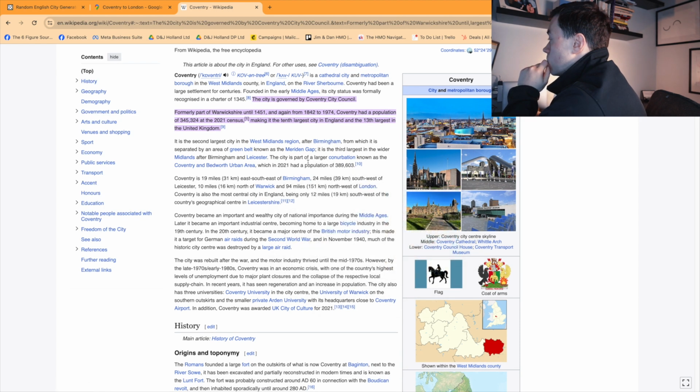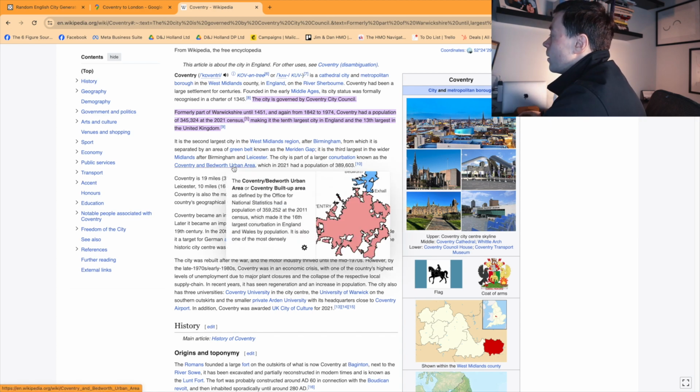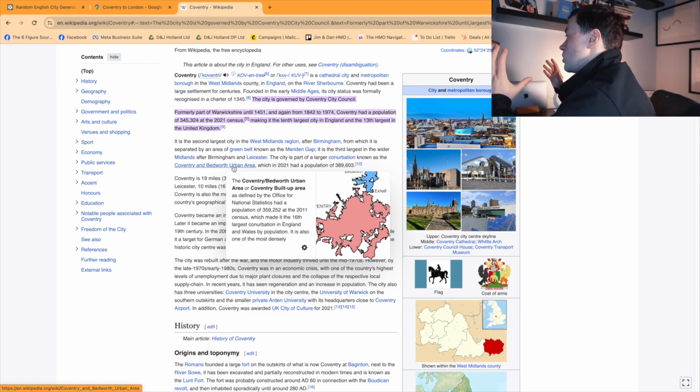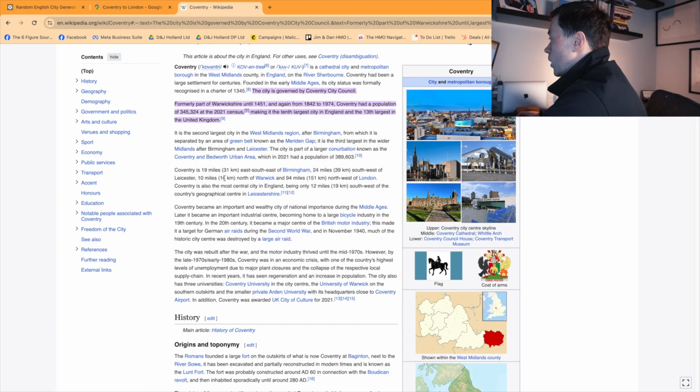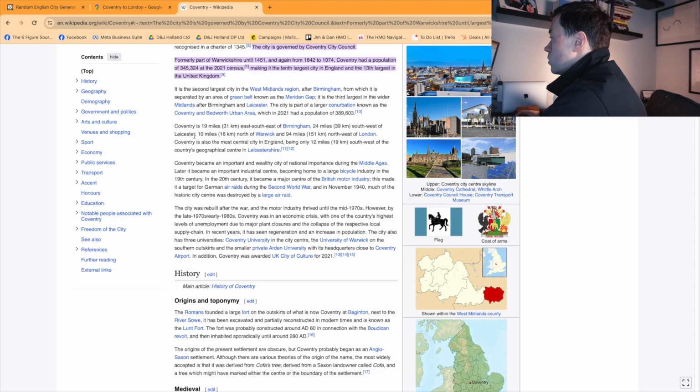Okay. So the city is part of a larger area known as the Coventry and Bedworth urban area. This is interesting because we have something like this in Liverpool. It's called the Liverpool City Region, which encompasses Liverpool and the Wirral as well, which is interesting.